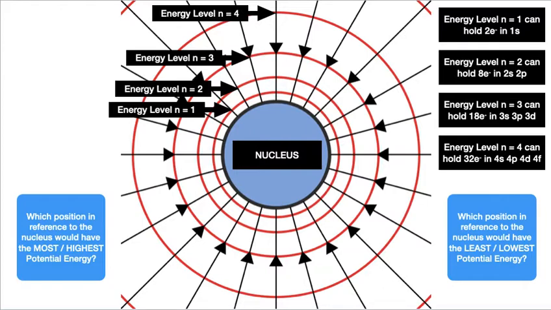Here we must understand that the energy levels of electrons correspond to specific distances that the electron takes in reference to the nucleus, with the energy level 1, or n equals 1, corresponding to the 1s sublevel, and energy level 2 corresponding to 2s and 2p, and energy level 3 corresponding to 3s, 3p, 3d, and the fourth energy level corresponding to 4s, 4p, 4d, and 4f.